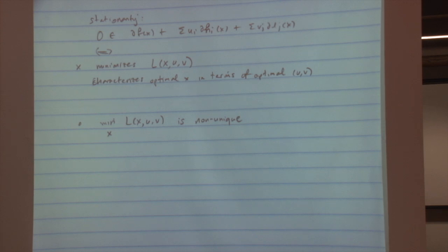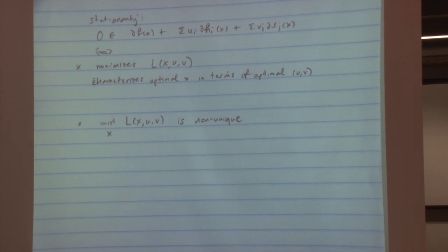What was the answer? Infinitely many. Why is it infinitely many? Because the solution set's convex, right? So the solution set of a convex problem we know is always convex. If it has 1 point, it's unique.